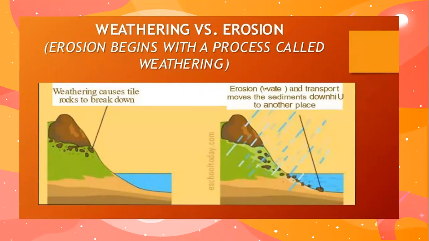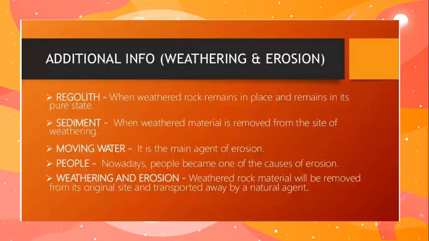So here's the difference between weathering and erosion. Weathering helps to break down the rocks into smaller pieces. Now, if that happens, there is a possibility that erosion would occur, especially when there is the presence of water, right? Because most erosion happens after heavy rains. So regolith is when weathered rocks remain in place. Sediment is when weathered materials are removed from the site of the weathering.